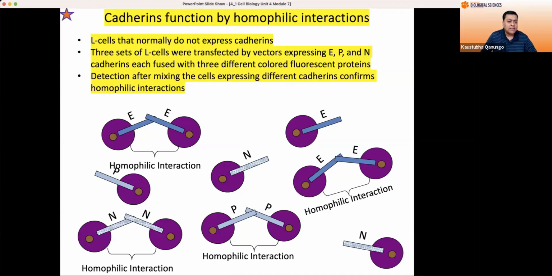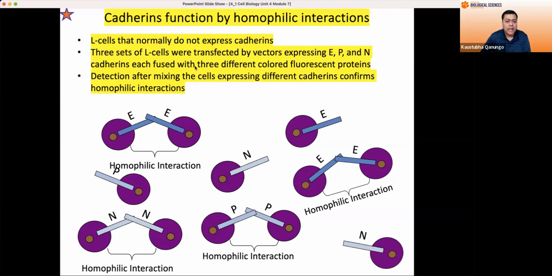These are mouse L cells, and they do not express the cadherins. The experiment was done by taking these 3 sets of L cells and transfecting the vectors with the mRNA, which is an E mRNA, P mRNA, and N mRNA. They go into the cell and produce the E cadherins, placental cadherins, and the neural cadherins. And then you mix all of those, the E cadherin, P cadherin, and N cadherins, and allow them to come together.